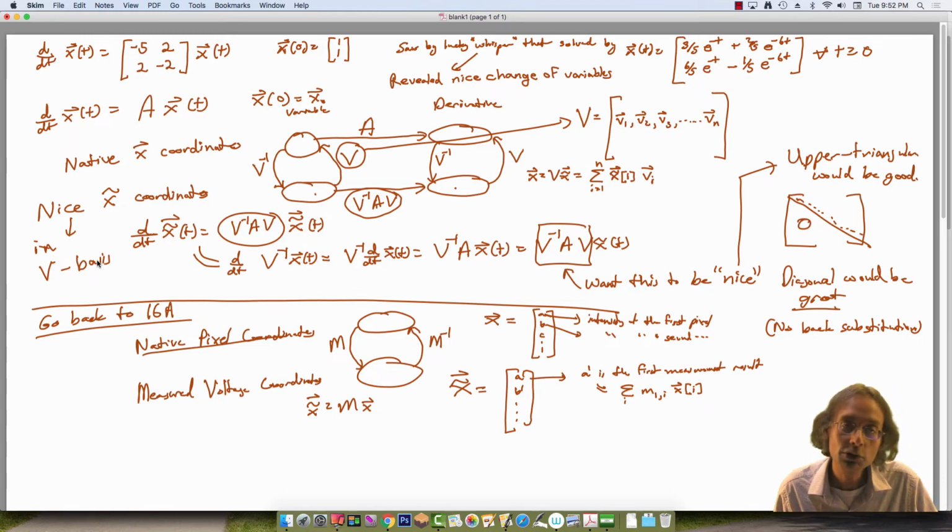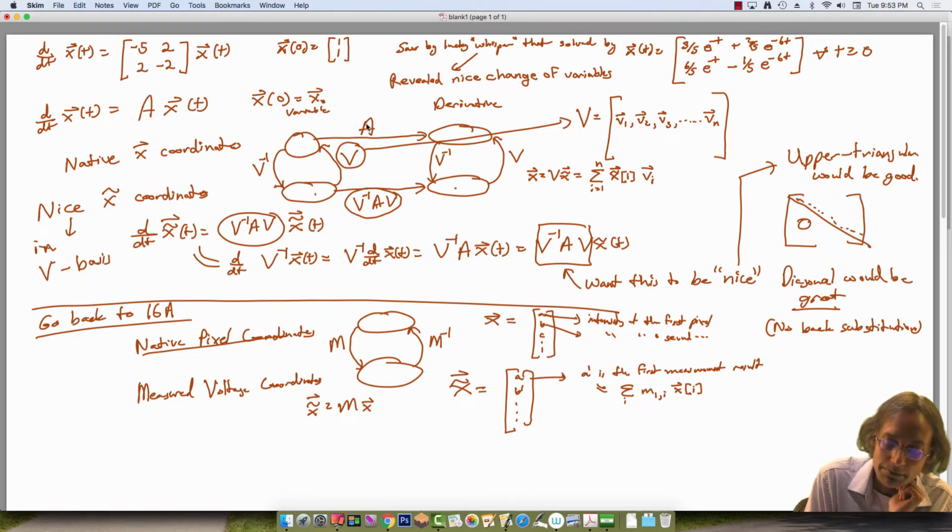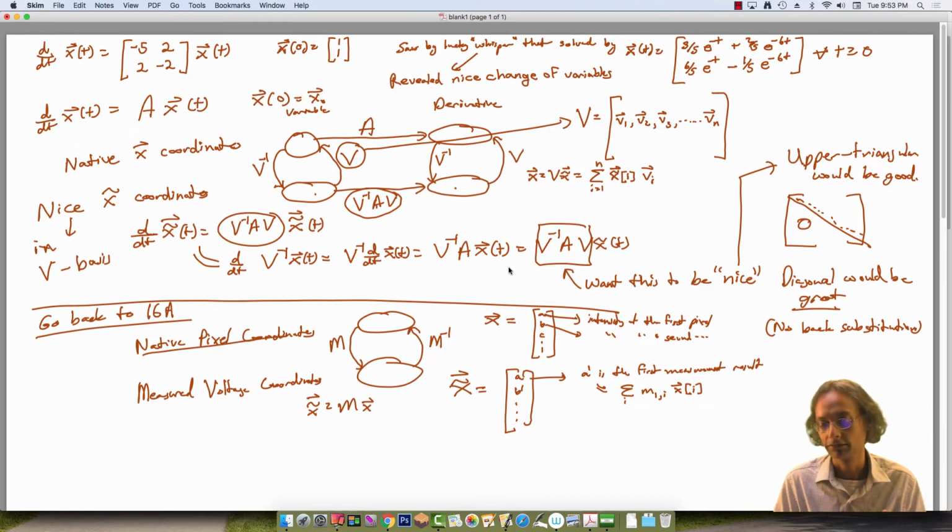So when we say we're looking for a nice coordinate system, what we're looking for is a nice basis. When you want to do a change of variables, what we're trying to do is find a nice basis. What makes a basis nice? What makes a basis nice is that the matrix we're interested in, in particular the A matrix, is represented nicely in these coordinates. So what does this linear operation look like in V coordinates, in the V basis? It looks like V inverse AV. We want V inverse AV to be nice, nice meaning upper triangular or diagonal. So now let's think about what it takes for this to be nice.